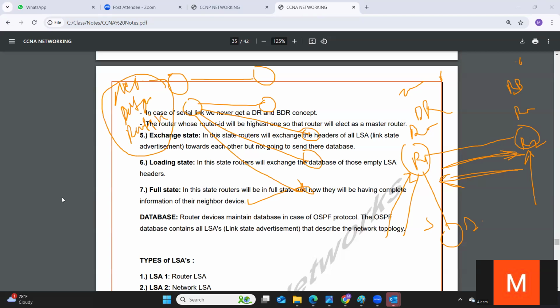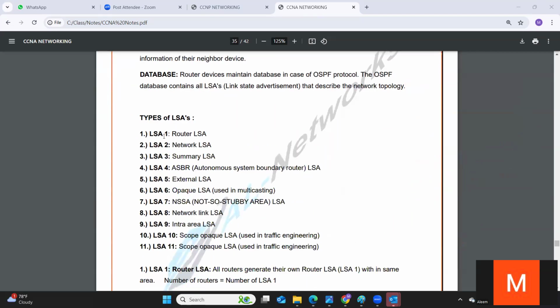So some LSAs we have here. OSPF works based on link state advertisements. As I mentioned, OSPF is a link state routing protocol, and it works based on the LSA types. Here we have multiple types of LSAs, 11 in all, of which we will use up to LSA 5 here. LSA 6 is for multicast IP addresses, and Cisco does not support this LSA 6. So LSA 1, 2, 3, 4, 5.